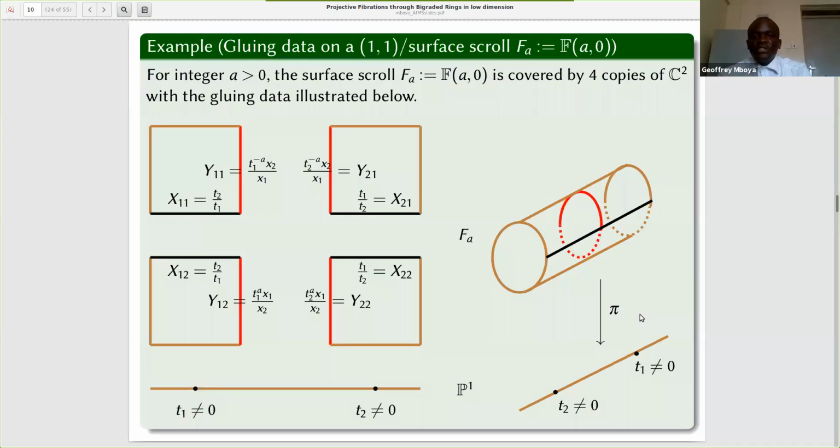Surface scrolls is an example that can give us why these objects are called scrolls. Surface scrolls, say F with FA0, is covered by 4 copies of C2 with the gluing data that you're seeing on the slide. And then if you glue them together, I hope the pictures show how the gluing happened, you have an object that is looking like the scroll that you know. Generally there will be some twists on this, but this is why they are called scrolls.